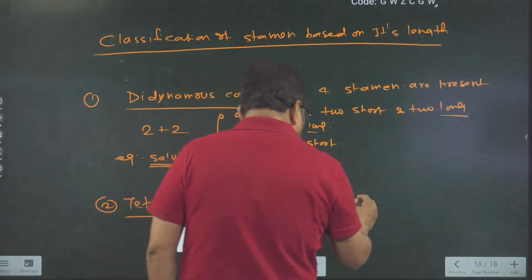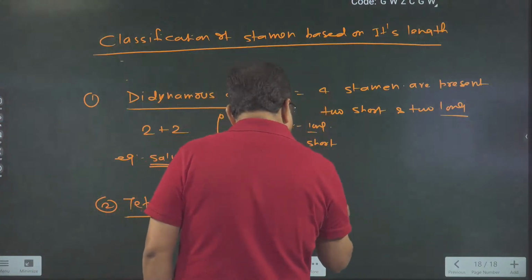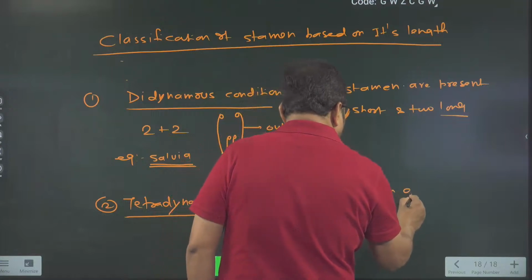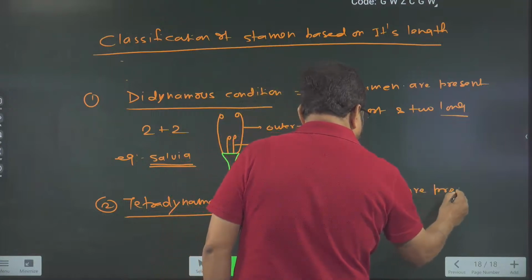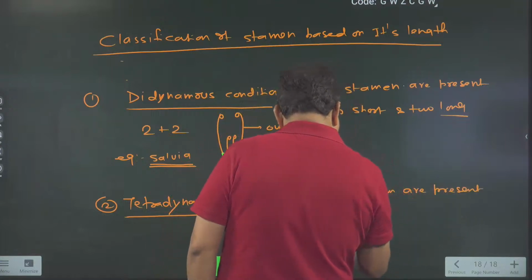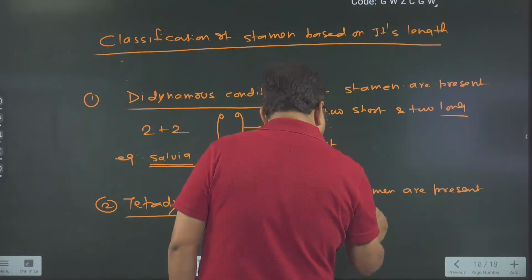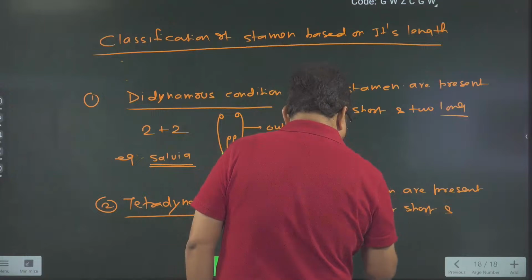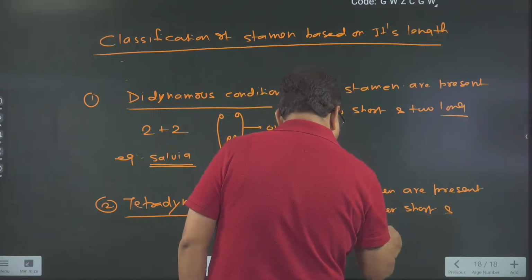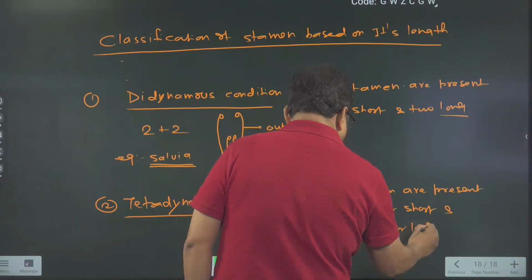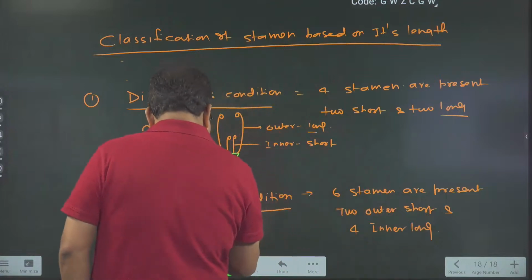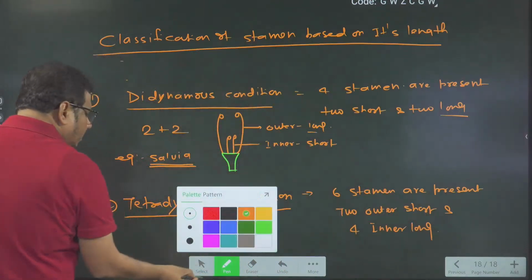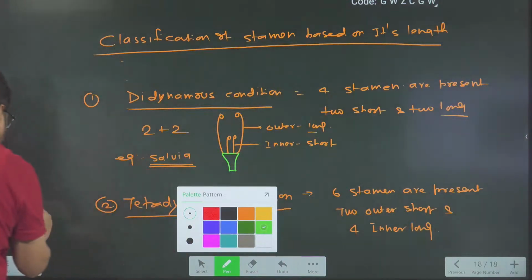Tetradynamous condition. Look here. So here in tetradynamous condition, how many stamen are there? 6 stamen are present. 2 outer short and 4 inner long. Got the idea? It is called 2+4 arrangement. So let me draw the diagram of this arrangement also.